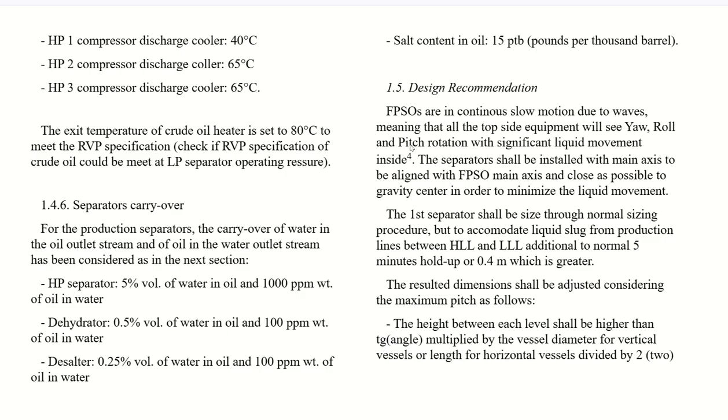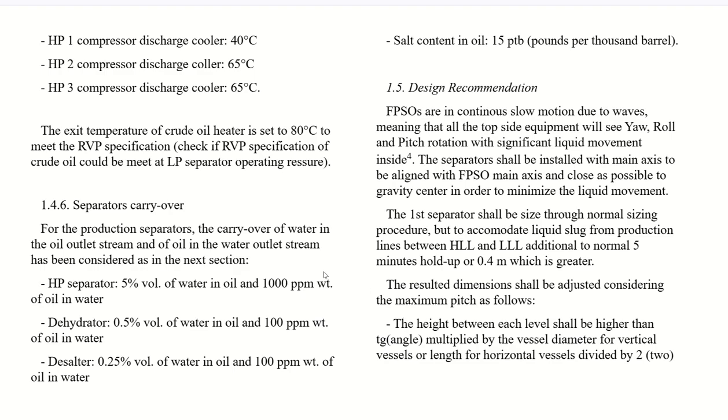Now, some of the design recommendations: the first separator shall be sized through the normal sizing procedure, but in accordance with liquid surge from the production line between high and low liquid level, in addition to 5 minutes holdup or 0.5 meter, which is indicative. This talks about what surge minutes should be there for the first separator, or you can say the HP separator.